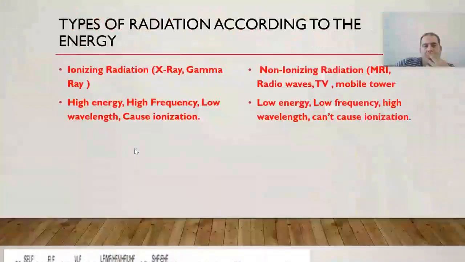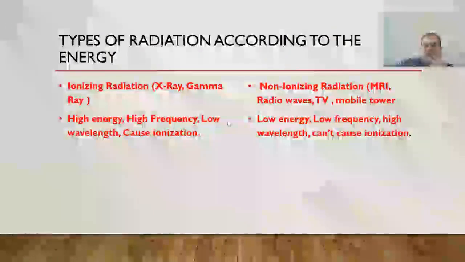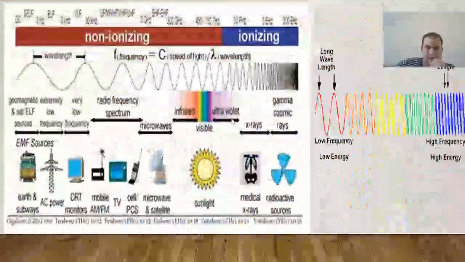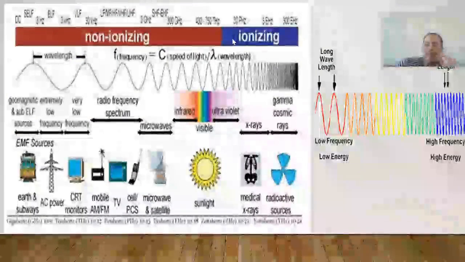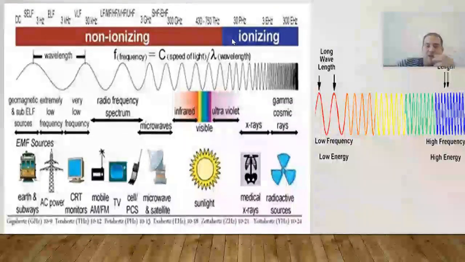I have two types of radiation: ionizing radiation, like X-ray or gamma rays, being high energy, and non-ionizing radiation, like MRI, radio waves, being low energy. High frequency causes ionization, low does not. Ionization differs, as we mentioned, in energy. This is my electromagnetic spectrum. Now, for ionization, you need 34 electron volts. This 34 electron volts is the energy that can cause ionization.